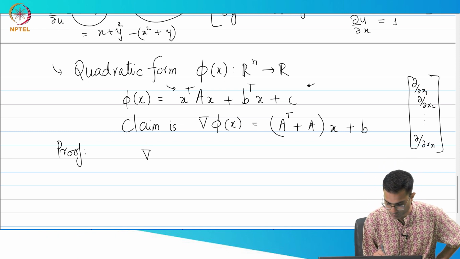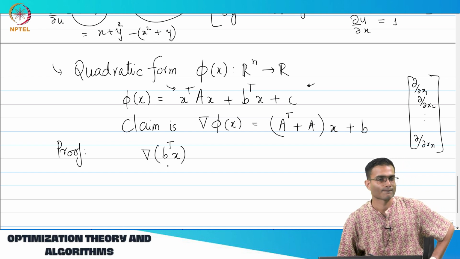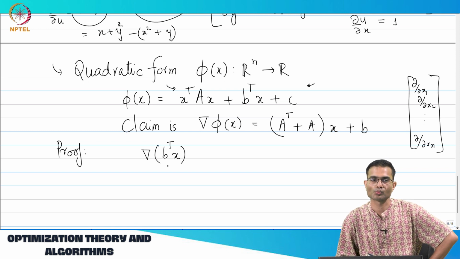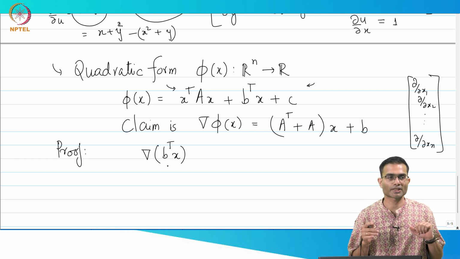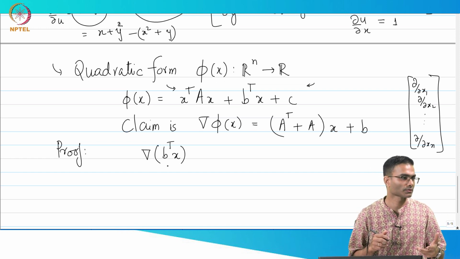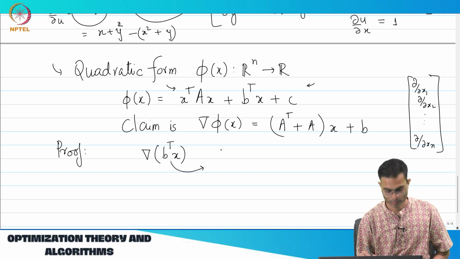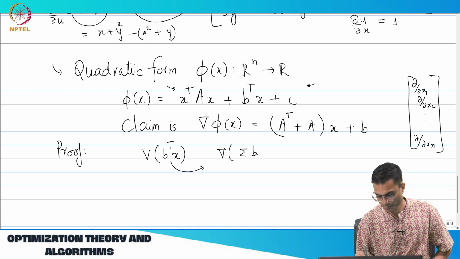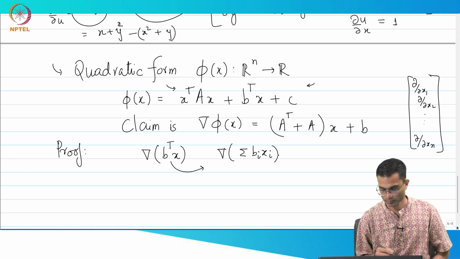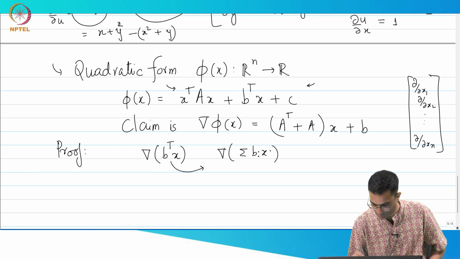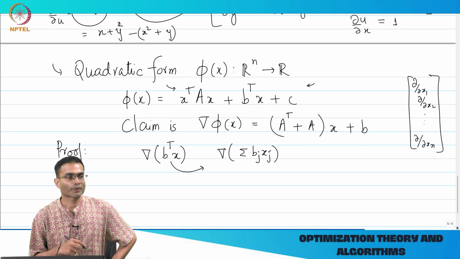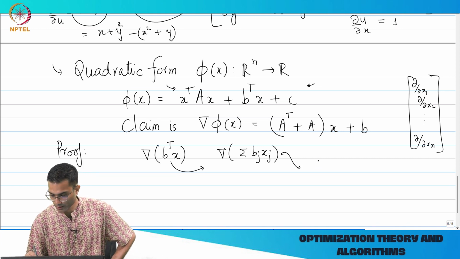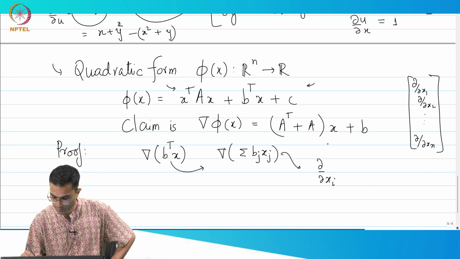Now let's try to find out what is the gradient of this. How would we work it out? When in doubt, expand. So B transpose x, can I expand it in terms of the individual components? What would that be? Summation of Bi xi. Actually, let me make that Bj. Now when I want to take the gradient of this, I need to find out d by dxi, that is the vector of this expression.